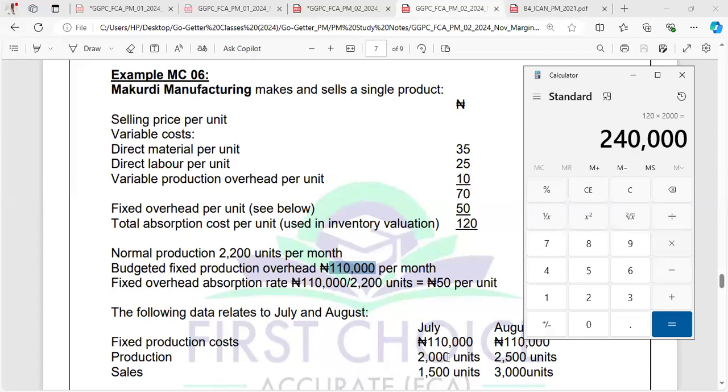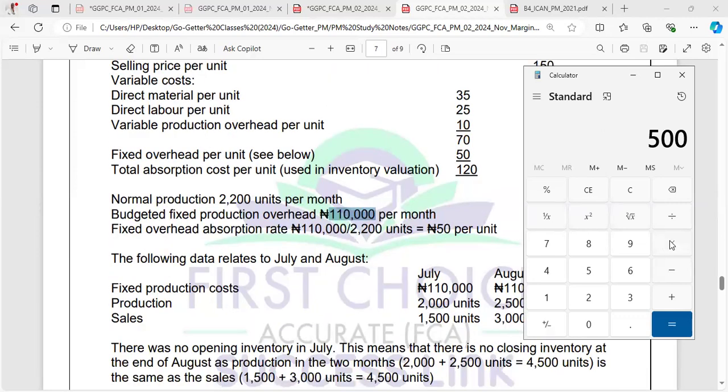Now 240,000 happens to be your total. Now you need to remove your closing stock. Now your closing stock happens to be 500, because you didn't sell everything. 500 remaining, multiplied now by 120, because it's used for valuation. You have 60,000. So 240,000 minus 60,000, it gives us 180,000. 180,000 is our production cost. You don't call it variable cost because a fixed cost element is included. Remember, this 50 is a fixed cost element. So this 180,000 is our production cost of sales.